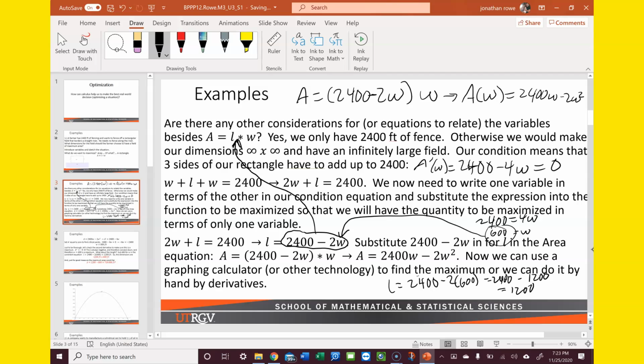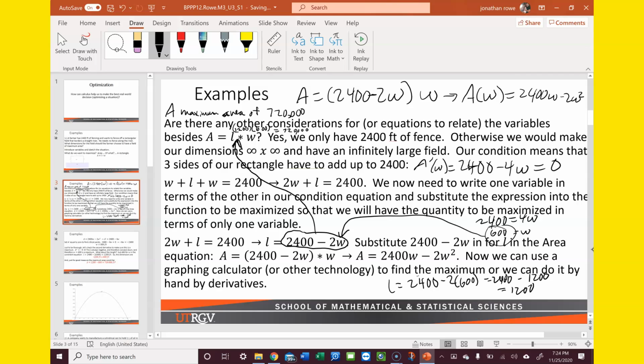So we have just optimized this situation. And we could even go one step further and say that the maximum area, what will be the maximum area? Well, I plug 1200 for the length, 600 for the width, and let's see if I can do that in my head. We got a 0, a 0, a 0, a 0. 6 times 2 is 12, carry 1, 72, 720,000. I hope I did that right. I think I did. 720,000.